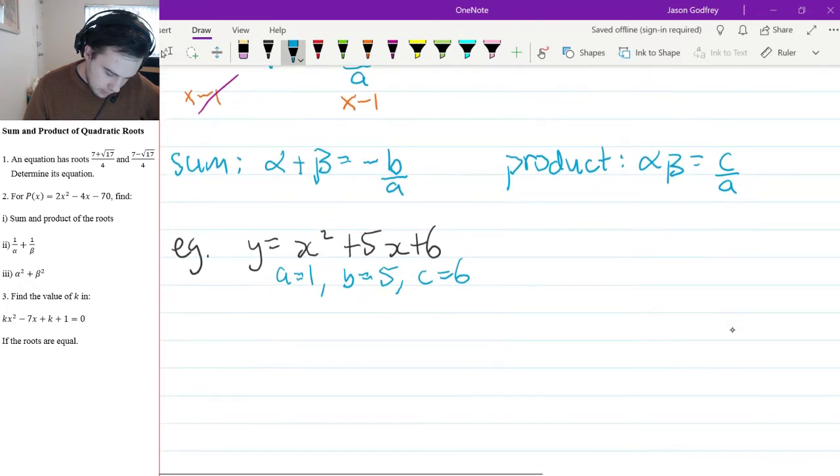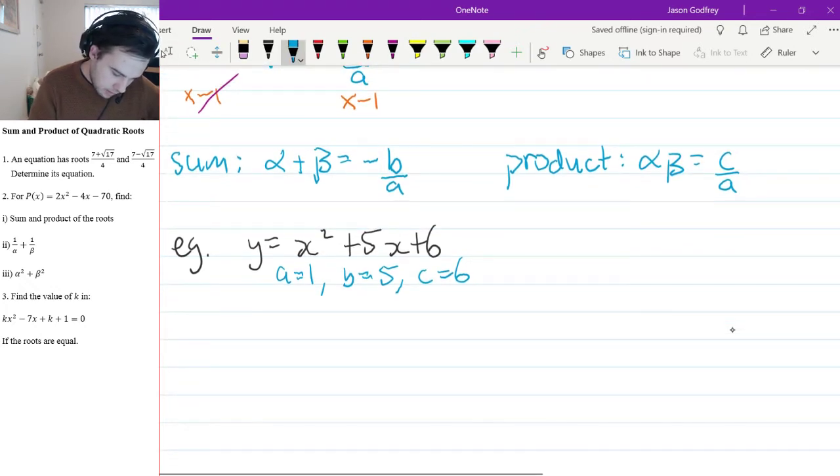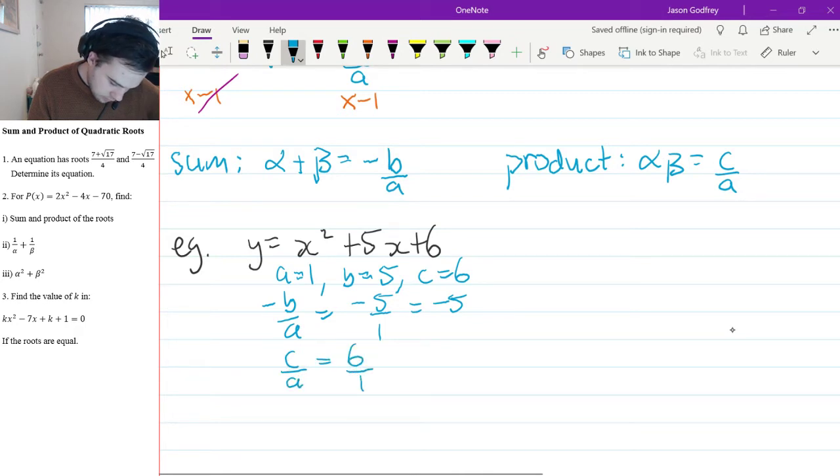So let's look at what happens if we calculate negative b on a. So negative b on a equals negative 5 on 1, which is negative 5. And what happens if we calculate c on a? We get c on a is 6 on 1, which is 6. So what we're going to do now is find the roots of the equation and see if when we add them we get negative 5, and when we multiply them we get 6.